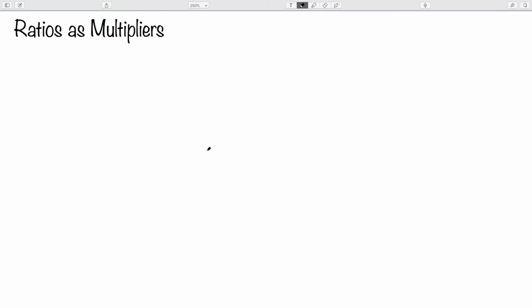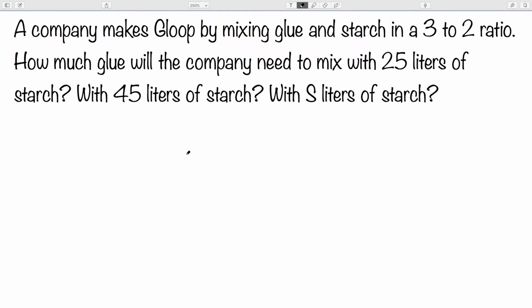In this video, I want to think about ratios as multipliers that compare total amounts. So let's start by looking at an example of how to use this method. Let's suppose a company makes gloop by mixing glue and starch in a 3:2 ratio. So I want to know how much glue the company will need to mix with 25 liters of starch, with 45 liters, and with S liters.